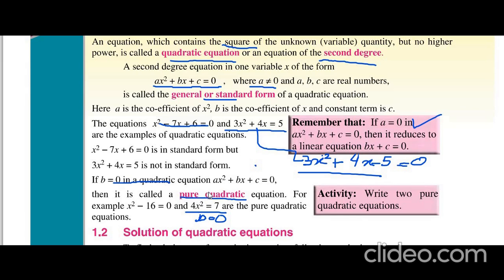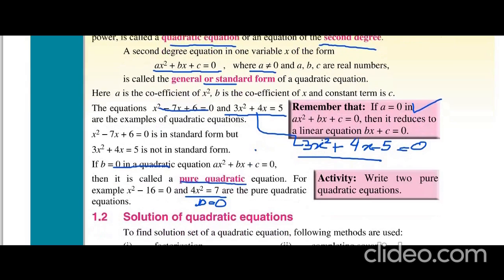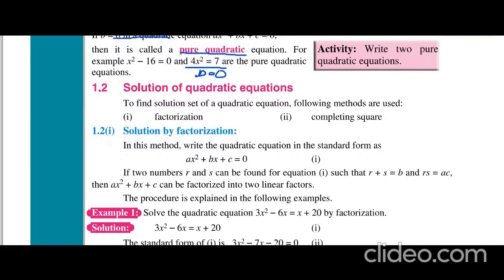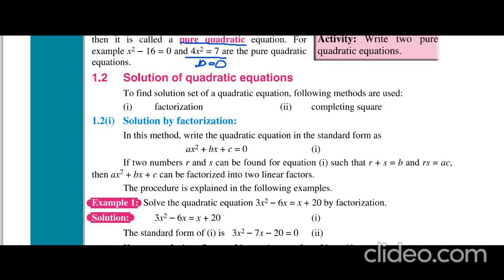Now there are some methods to solve this quadratic equation. To find the solution set of a quadratic equation, the following two methods are used. First one is factorization, second is completing the square. Okay, what is factorization? You also learned about factorization in your 9th class, in your 8th class, in previous mathematics.